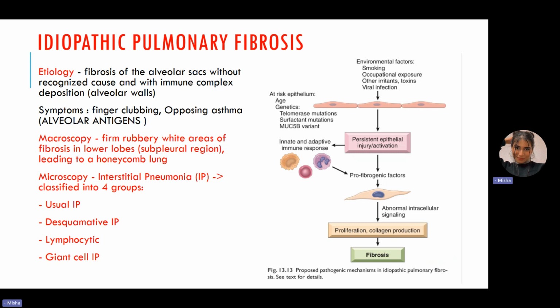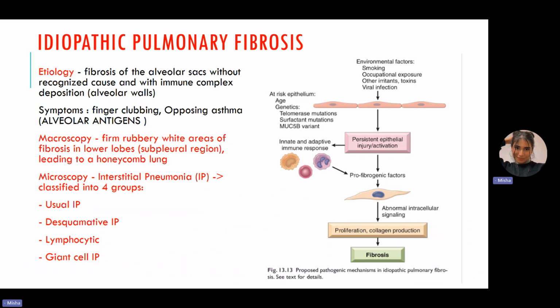Okay. Now, most important one is macroscopy. In macroscopy, it's written here, firm, rubbery, white areas of fibrosis in the lower lobes. Okay. It's basically within the subpleural region, and eventually it will lead to honeycombing of the lung, right? Or honeycomb lung. This is basically the final stage in which there's progressive derangement of the alveolar wall, and we can actually see these cystic spaces. That's why it's honeycomb, right?